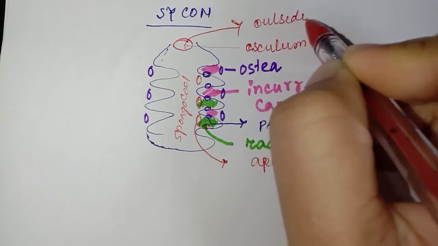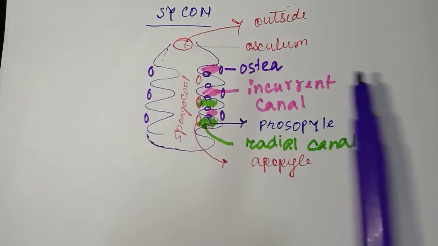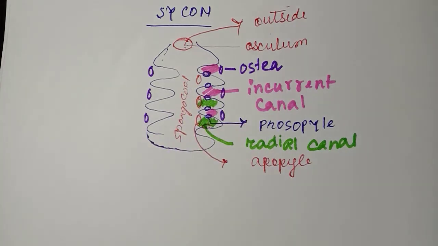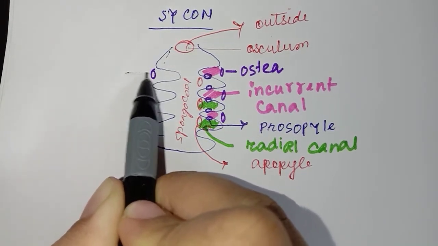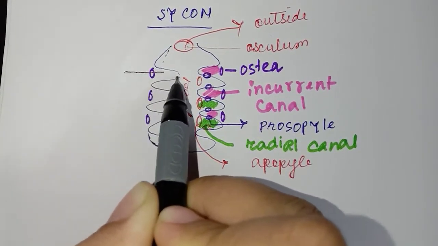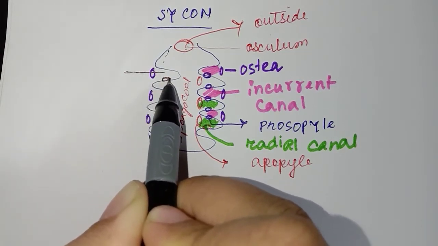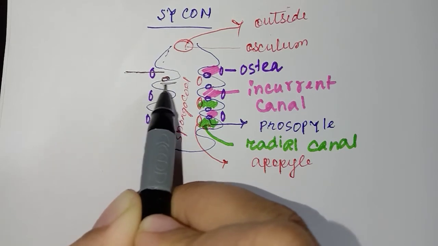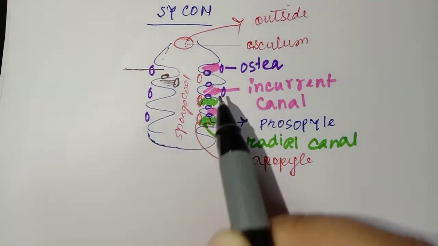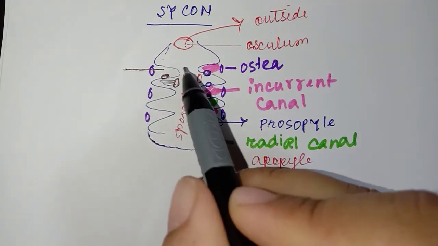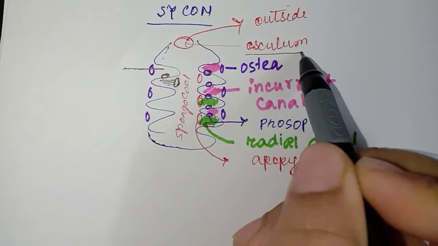So with the help of this osculum, the water will be removed outside. Now once again see the pathway. First of all, in the Sycon type of canal system, with the help of this ostia, water will enter inside. I will show you here. First of all, with the help of this ostia, the water will enter into a canal. That canal is called the incurrent canal. From the incurrent canal, with the help of this prosopyle, it will go to this radial canal. From this radial canal, with the help of this apopyle, it will go to the spongiocele, and from the spongiocele, the water will be removed outside with the help of the osculum.